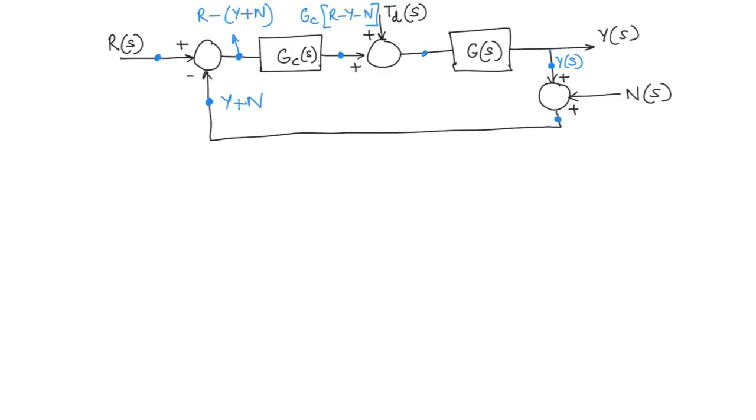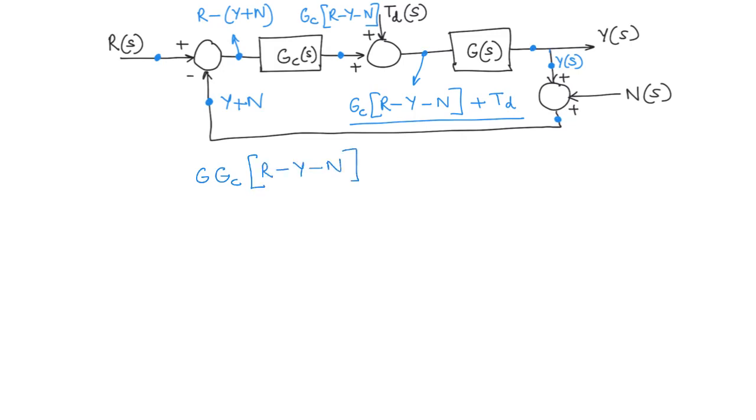The signal at this point then is going to be Gc times (r minus y minus n) plus Td. So the signal at this point is going to be this term multiplied by G, right? So what do I get? I get G times Gc (r minus y minus n) plus Td is equal to y.